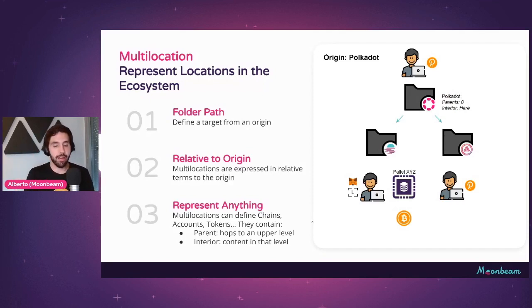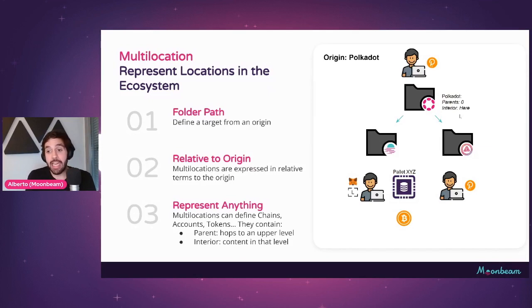And it's important to understand that the easiest way to understand multi-locations is that they are expressed in relative terms to a given origin. So it's not the same saying that the origin is Moonbeam as saying that the origin is Polkadot. And you can represent anything. You can represent a chain, an account, a token. And basically the multi-location has two things, and you will see it on screen. It has a parent that defines if we're moving to an upper folder or to a parent folder, or an interior, which can say, okay, in that folder, what are we going to look for, right? So an interior can have here, which you can see on the screen, which is basically no interior. You can think of it like that.